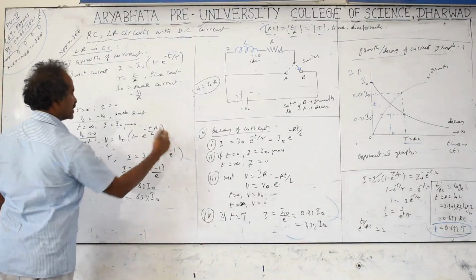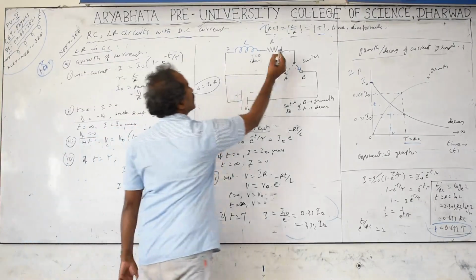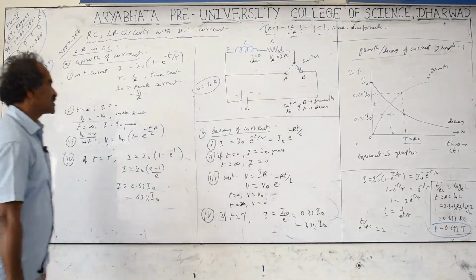Okay, at the instant, if you want to get the voltage across the resistance, the voltage across the resistance VR is equal to I into R, we can take. Instantaneous current is across the resistance.